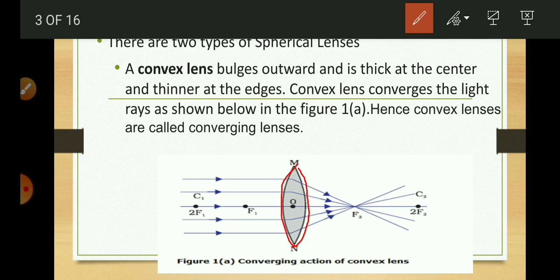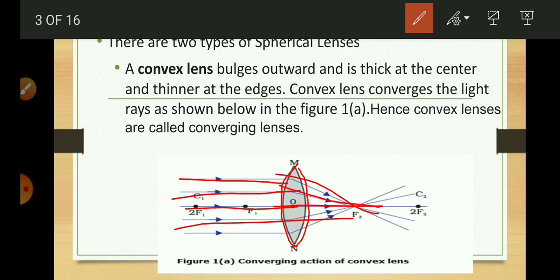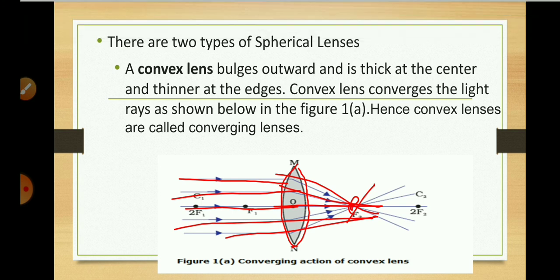Convex lens converges the light rays after refraction as shown in figure. So we can see these light rays after refraction, they converge, they meet at certain point, and so this type of lens is called as converging lens. So remember, convex lens is also known as converging lens as it converges the light rays after refraction.